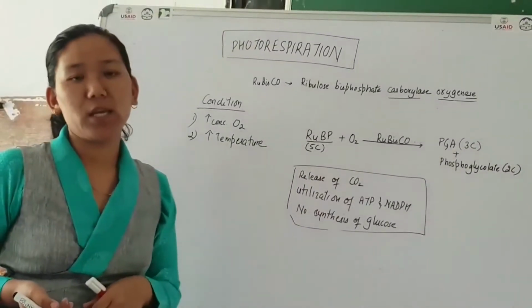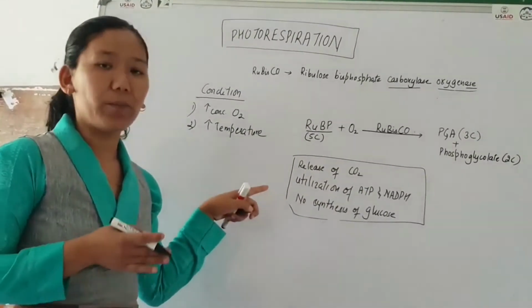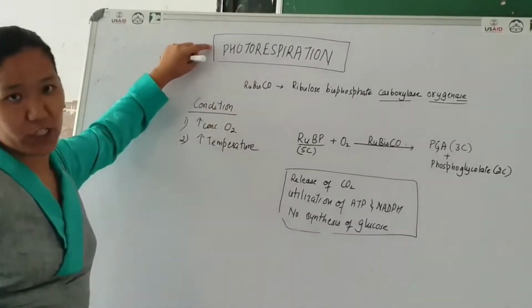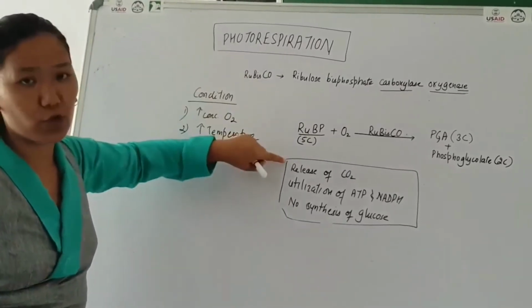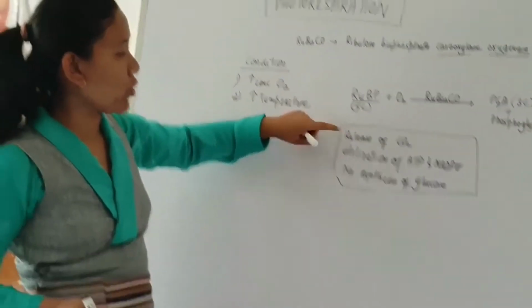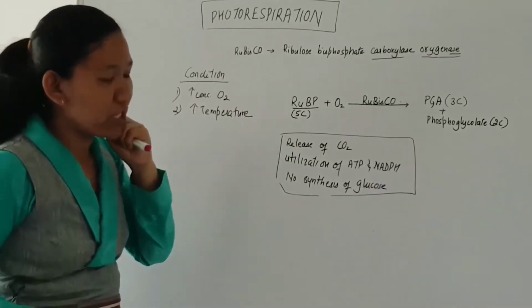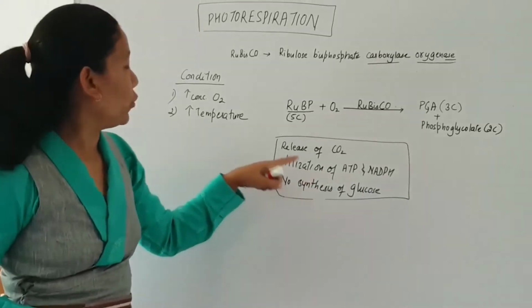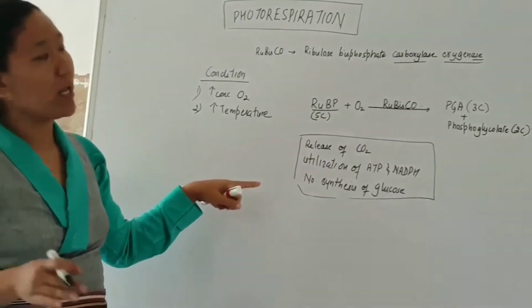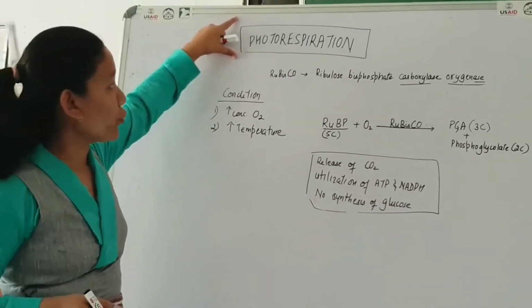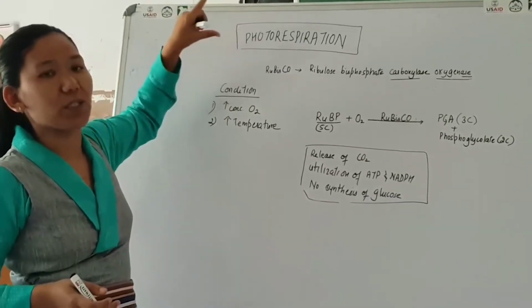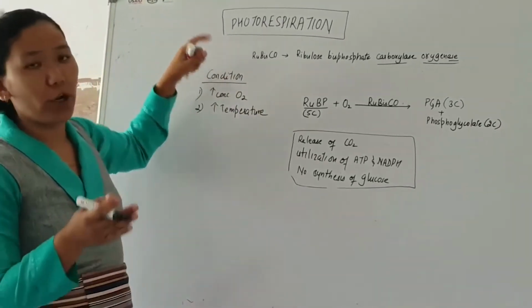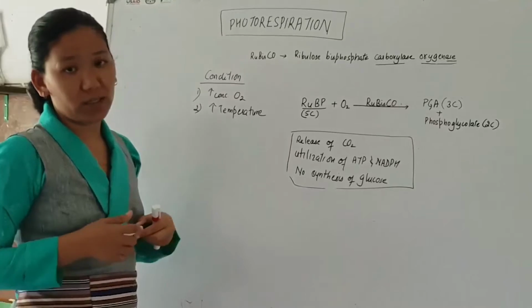So this process is occurring here in the plant in the presence of solar energy. We call it as photorespiration. Okay, so this is called as photorespiration. So this release of carbon dioxide and utilization of ATP and NADPH, but no synthesis of glucose. Okay, so this process taking place in plant in the presence of sunlight, we call it as photorespiration, and here the photorespiration is considered a wasteful process. Photorespiration is a wasteful process, and you know why it is.